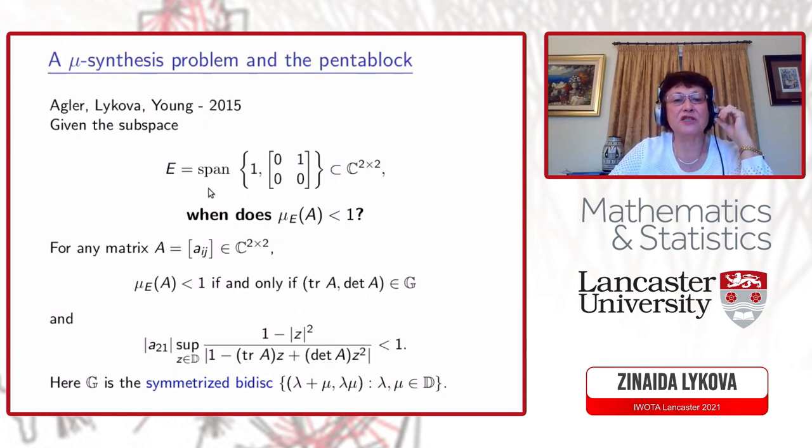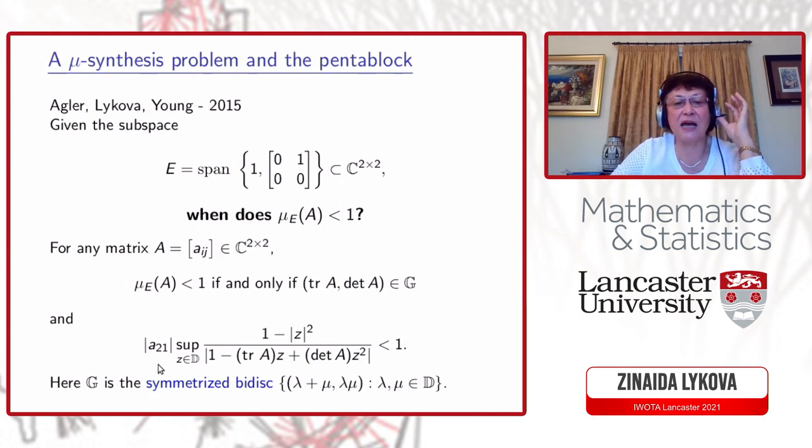Pentablock and mu synthesis, which came from the linear span of one and Jordan form, wasn't so successful. We do know that in this case, we can get this matrix domain and a domain in C2, which are connected this way. So mu synthesis of A is less than one only if the trace and determinant are in the symmetrized bidisc.